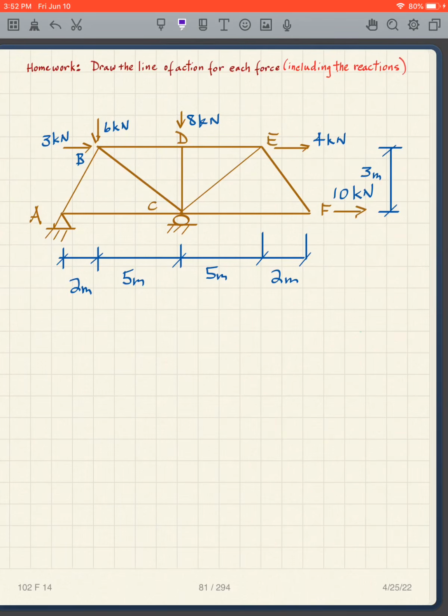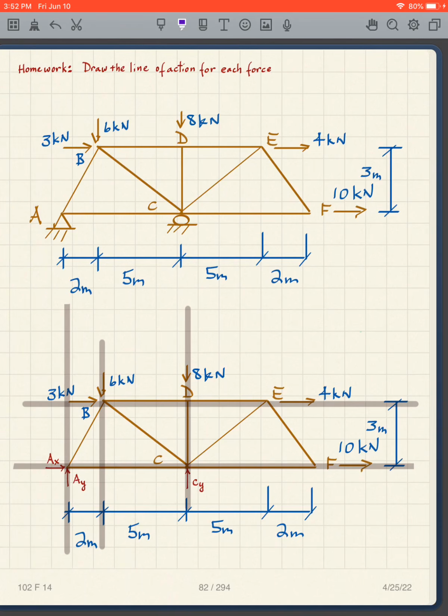Okay, so this is your homework. Draw the free body diagram and draw the line of action for each force. Okay. So again, I've got my AX and my AY, and in this case CY, there. So my lines of action are the following.